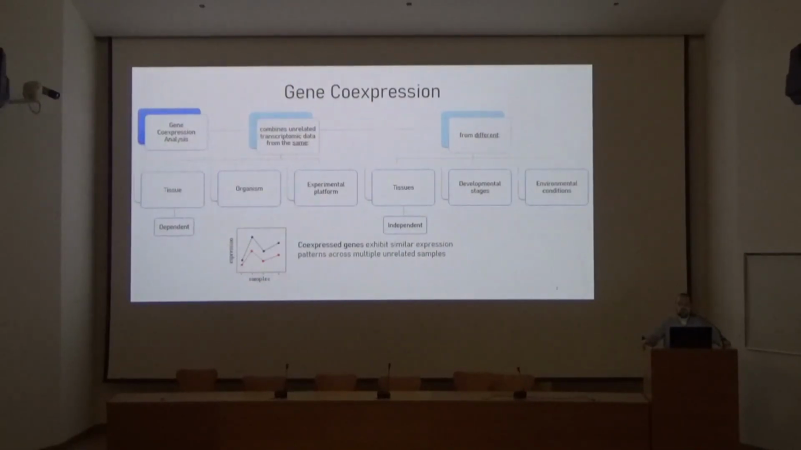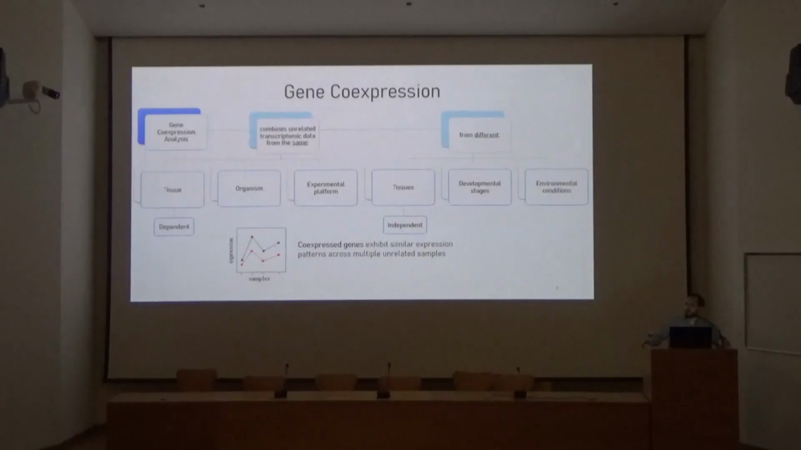So, to start, we should talk about gene co-expression. Gene co-expression analysis combines mainly unrelated transcriptomic data that belong to the same organism and the same experimental platform. That platform can either be microarrays or RNA-seq, and the samples can be from different developmental stages, environmental conditions, and so on. In case we select only a specific type of tissue, then we can say that the analysis is tissue dependent. But if we select many different unrelated tissues, we can say that the analysis is tissue independent.